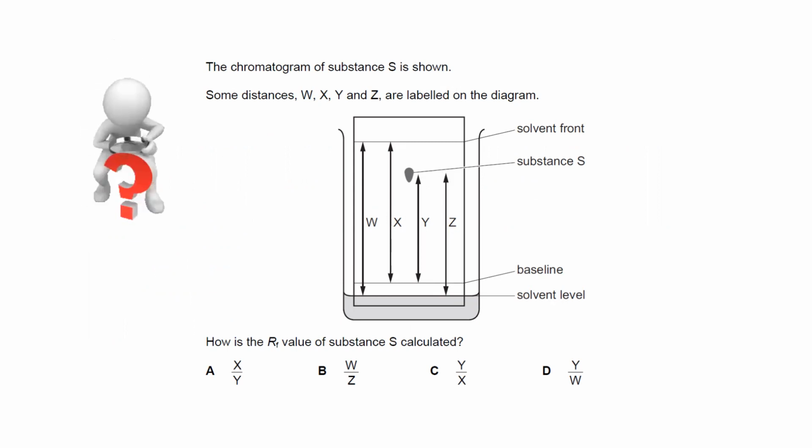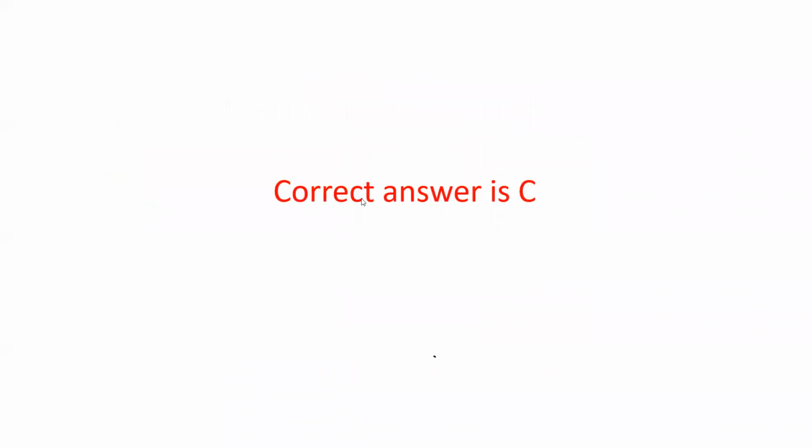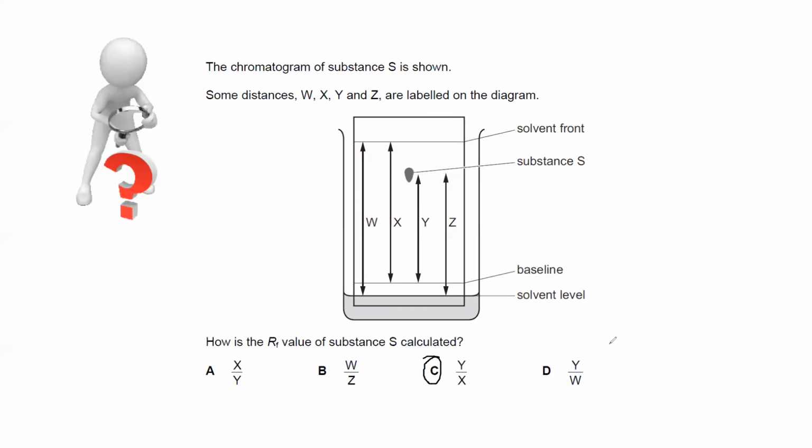So how is the RF value of a substance S calculated? The formula is distance moved by the spot from origin divided by distance moved by the solvent from origin. So the right answer for this question is Y divided by X, because distance moved by spot is Y and distance moved by the solvent front is X, so the correct answer is C. Is it clear to everyone? So instead of mentioning the numbers here, sometimes they mention the number, but sometimes they mention the variable letters.